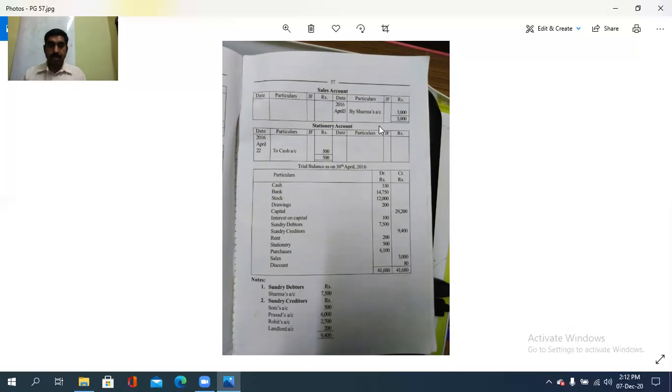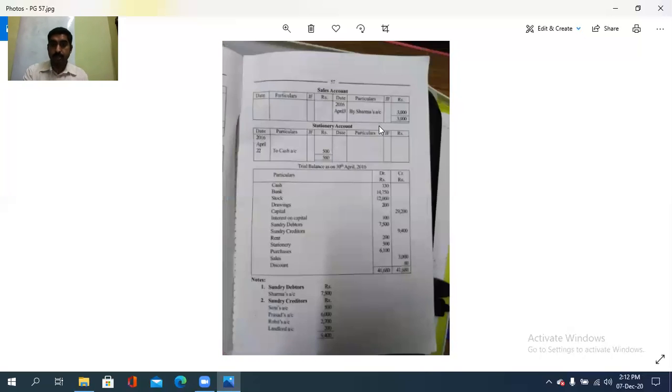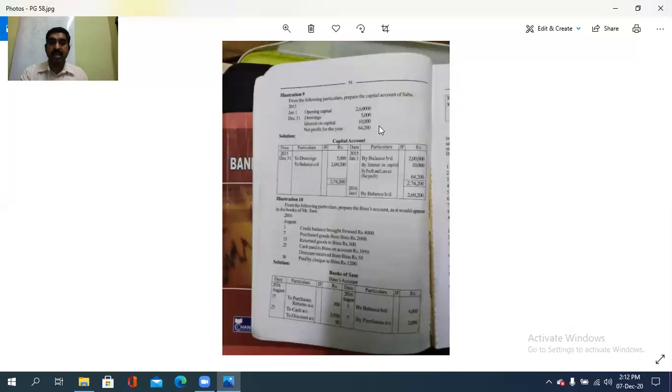Opposite to purchases is sales. Then discount, there is a balance on the credit side, so that is which one? Received. Sorry, the balance is on the debit side, so that is the discount received. So in this way we are preparing the trial balance. Clear?